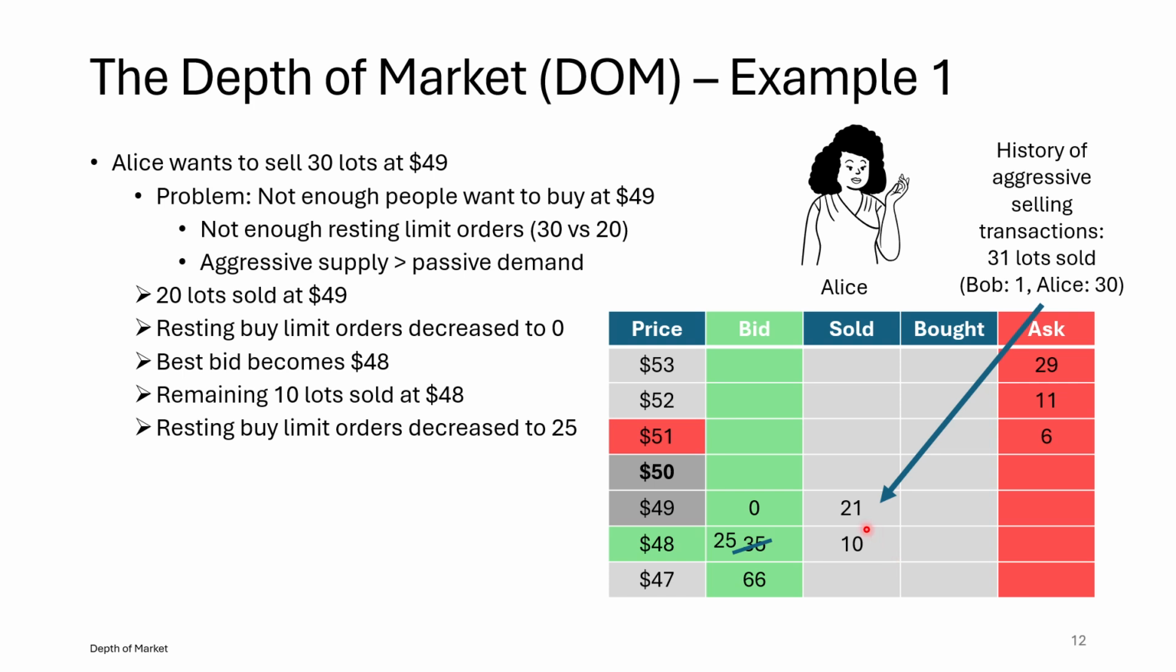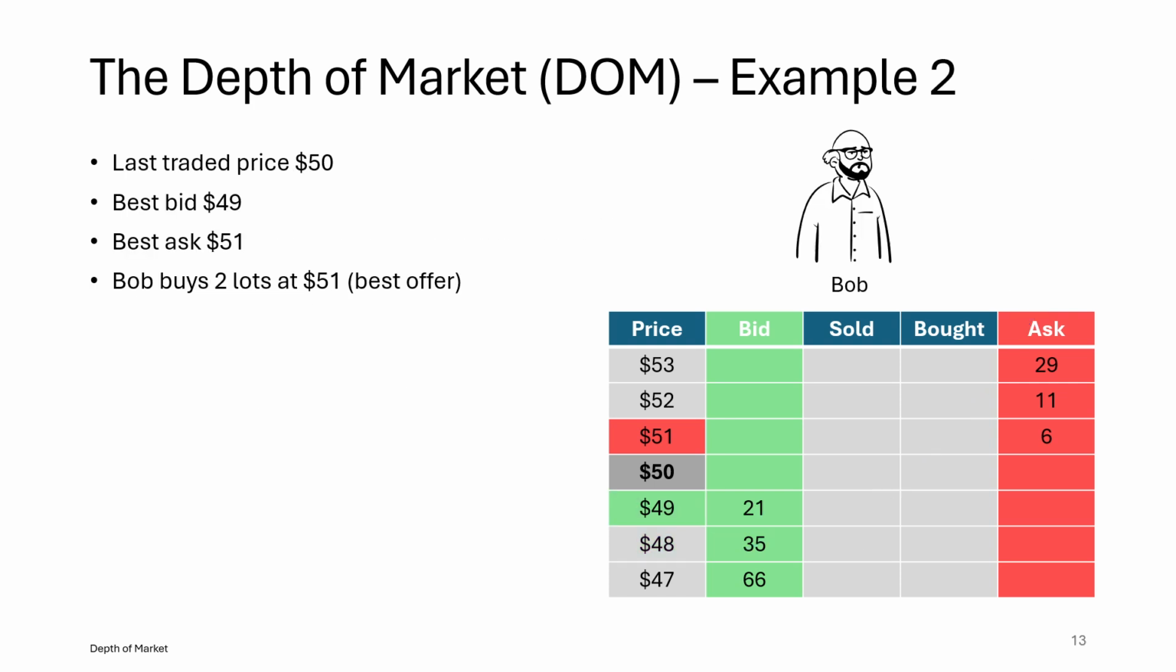And when you sum this up, you see that 21 plus 10 equals 31. So in total, 31 lots have been sold at these price levels, which is exactly the one lot that Bob sold, and then additionally the 30 lots that Alice sold. So let's look at another example.